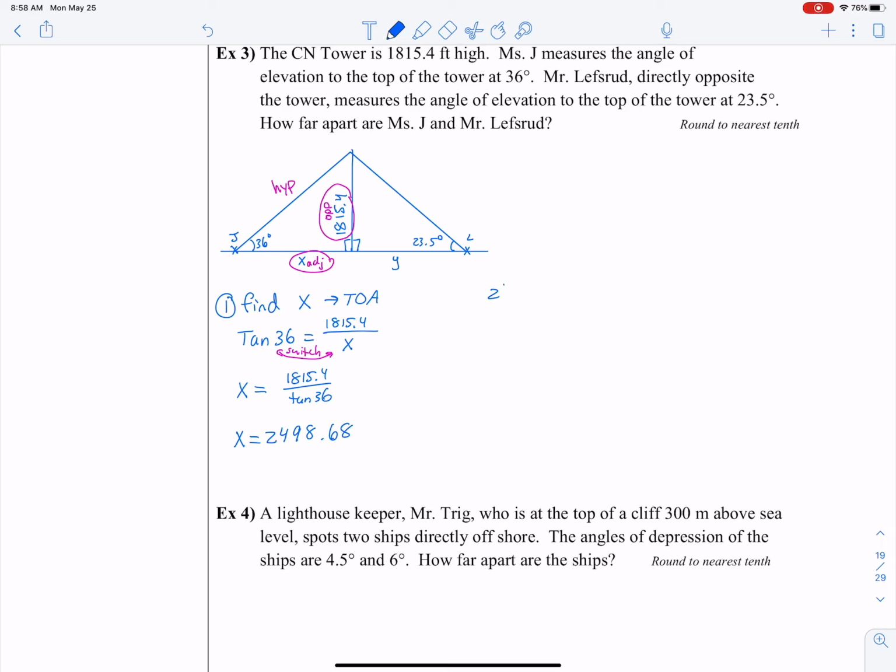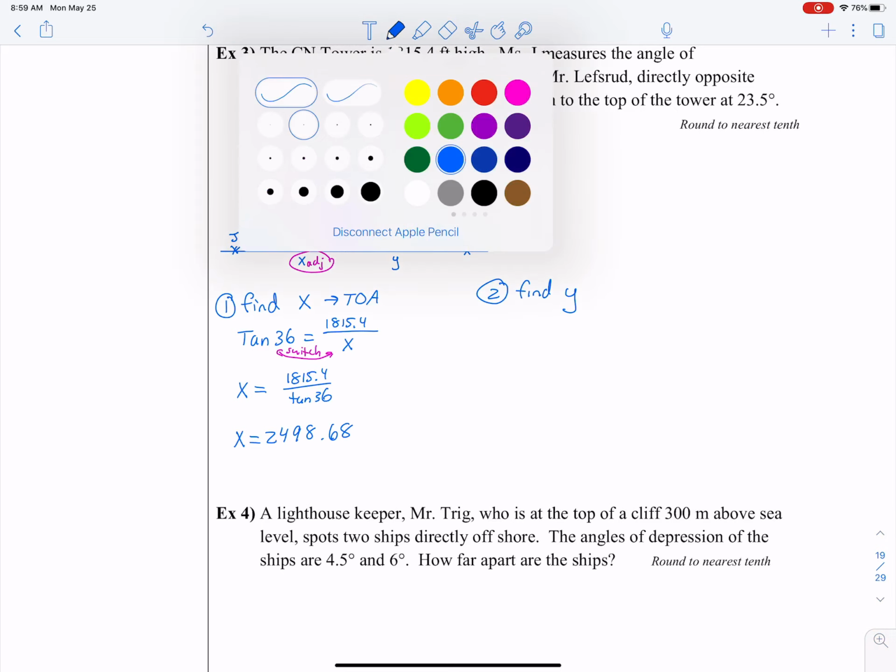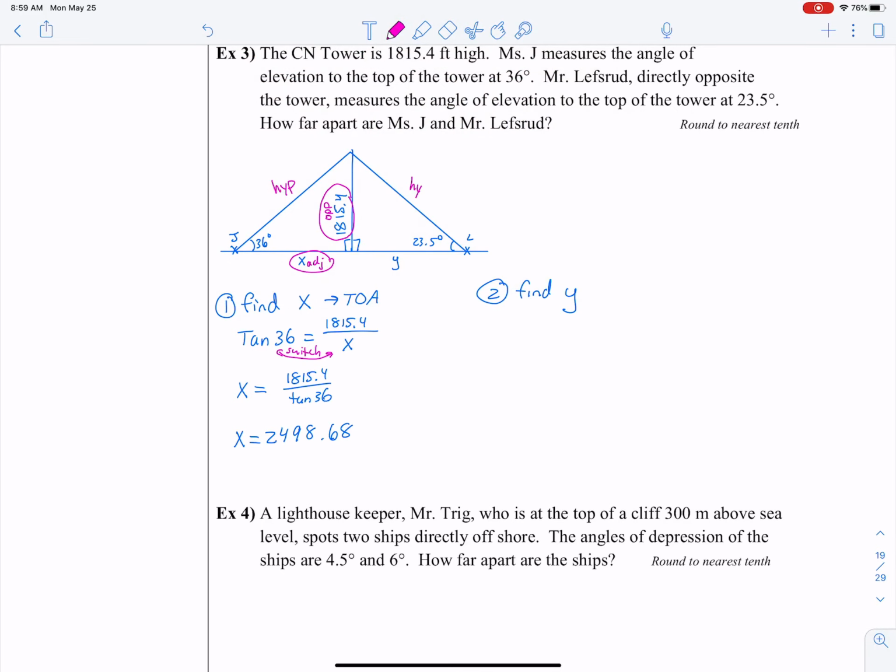Next step, I'm going to find Y. So now I'm looking at this side of the triangle. So here is my right angle. So this is my hypotenuse.